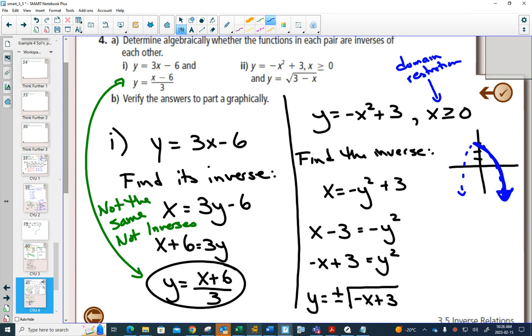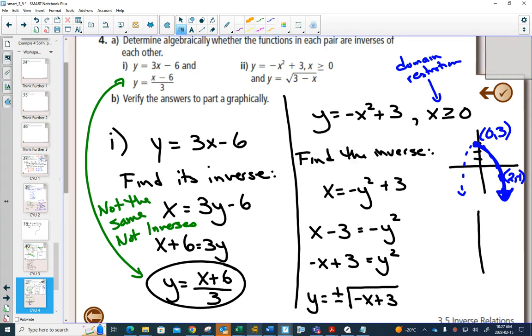But now with the domain restriction, we have to decide, does the domain restriction make it the positive ones, or does the domain restriction make it the negative ones? When we looked at it in our example before, we looked at it graphically. So graphically, I hope that you can see that the original graph had 0, 3. And if I found another point on here, for example, if I plug in 2, I would get 2, negative 1.